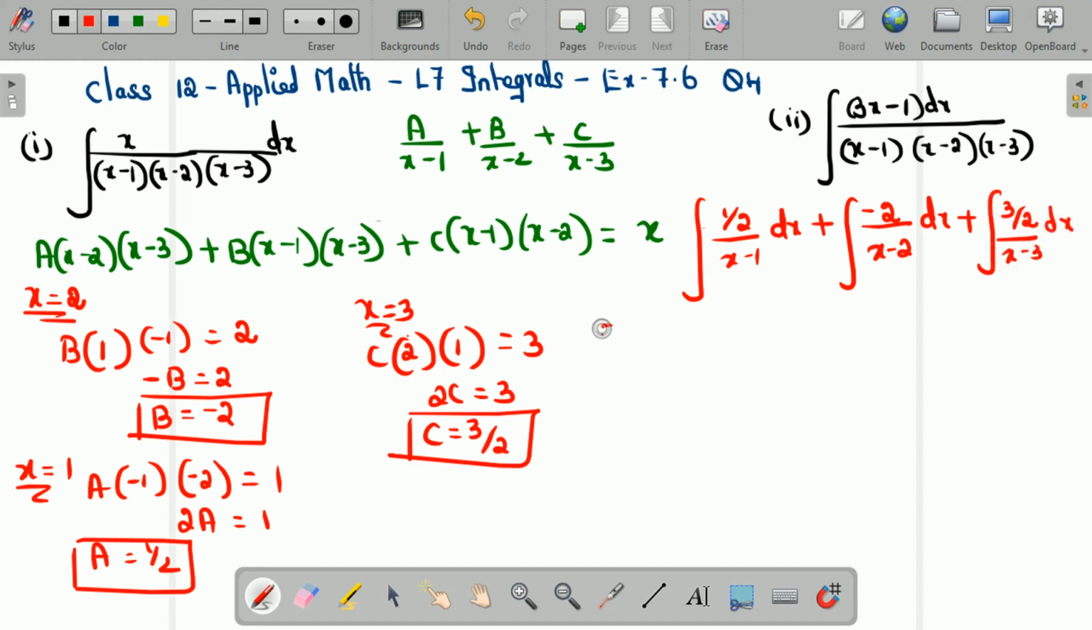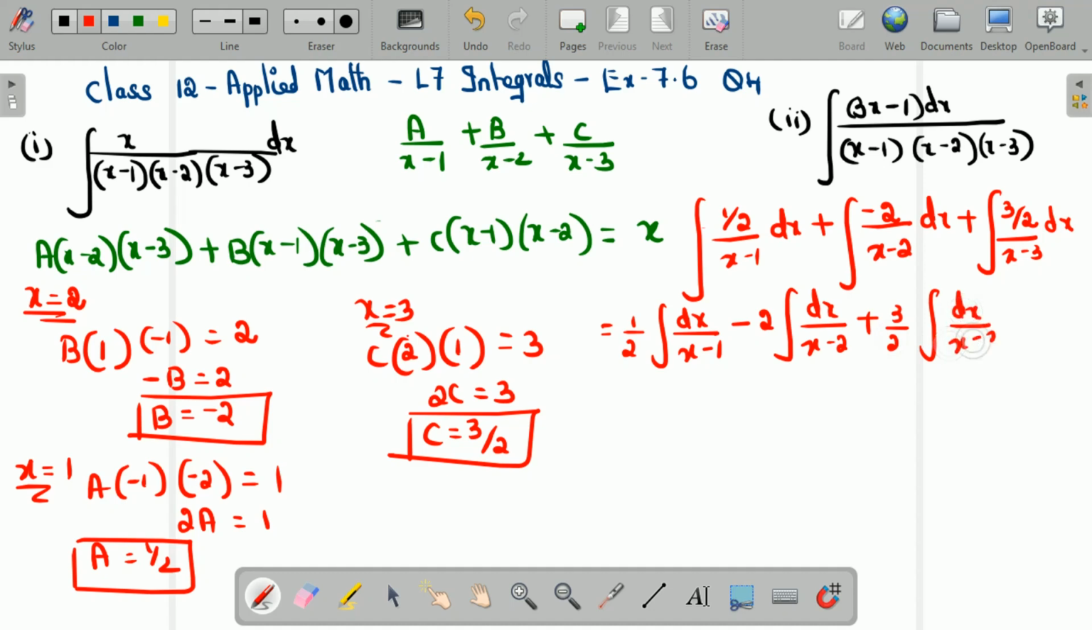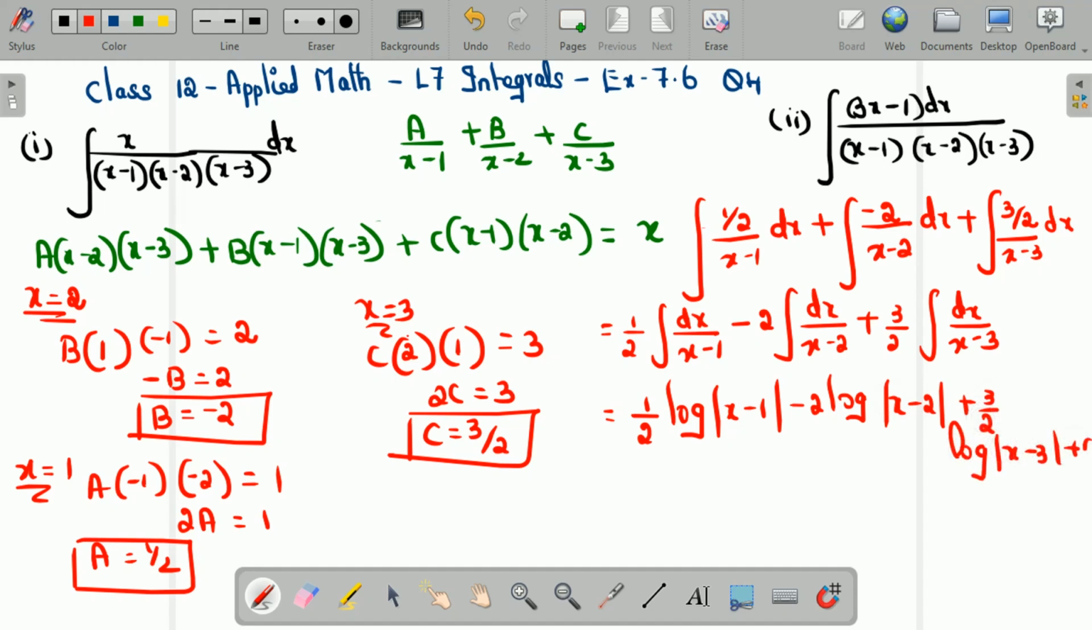Now I can take the constants outside. So half into integral of dx divided by x minus 1, minus 2 into integral dx divided by x minus 2, plus 3 by 2 into integral dx divided by x minus 3. Each of these are linear, so I'll be able to directly use the log. So this will become half into log of x minus 1, minus 2 into log of x minus 2, plus 3 by 2 into log of x minus 3, and forget not the plus C.